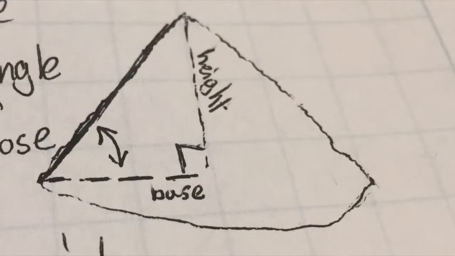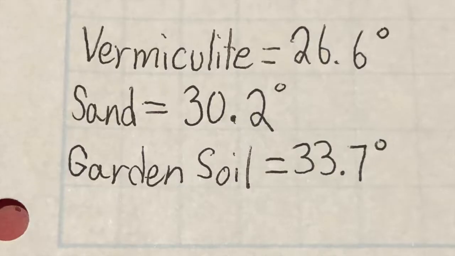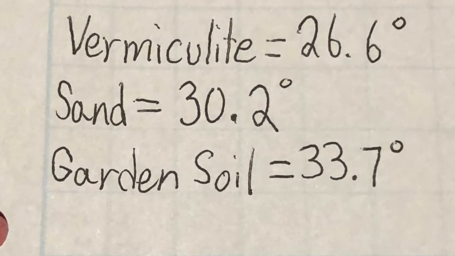Also for Mini Challenge 1, we studied the angle of repose. The angle of repose is the angle that materials form when poured into a pile. We tested 3 materials. The steepest angle was from the garden soil, and then after that it was sand, and then following was vermiculite.